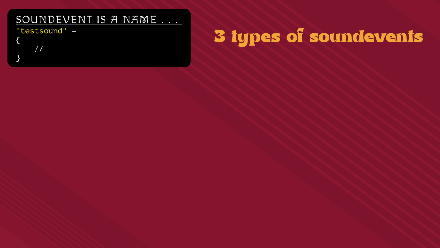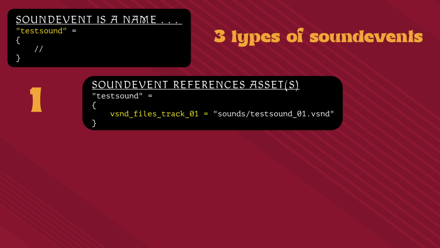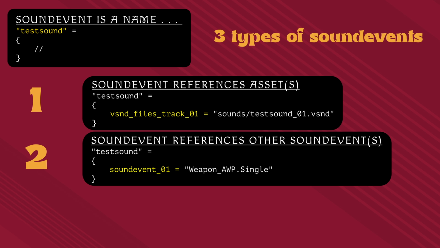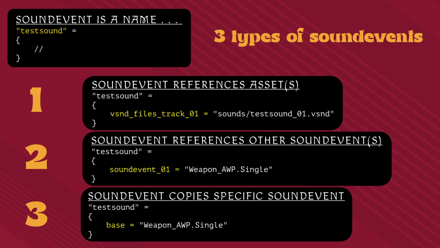A sound event is a name that references an asset with the vsnd_files_track_01, or it references other sound events with the sound_event_01, or it is a copy of another sound event which can then be modified, which you would do with the base property.